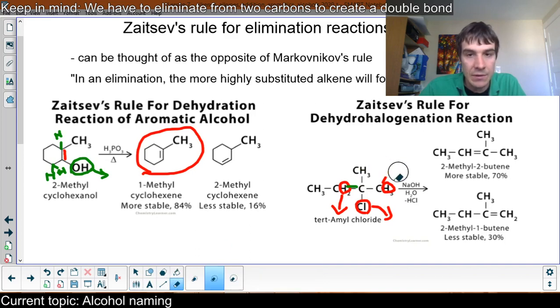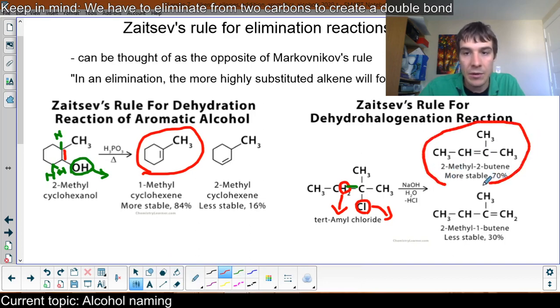So I'm just going to erase these so that it's easier to see, right? That's going to leave. One of the hydrogens is going to leave. We're going to create this as our major product. So that's the more stable compound. That's the one that we're going to make. And this is the less stable compound, 30%.